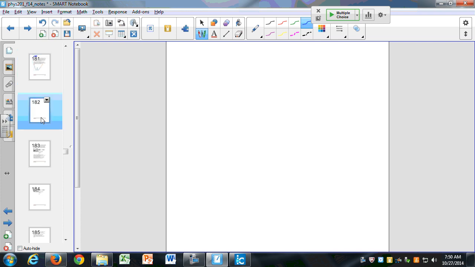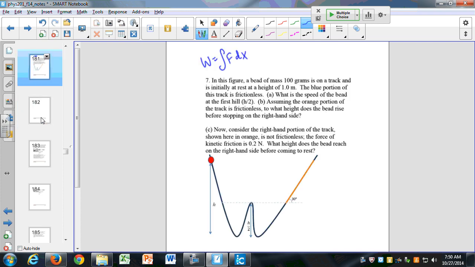Okay, but you could see a problem like this where you just have friction in play, where you have to calculate the work that's done by friction, and in this case, the work done by friction would be equal to just the force due to friction times the distance along the frictional surface. Then you don't have to integrate, you're just taking the product of those two.